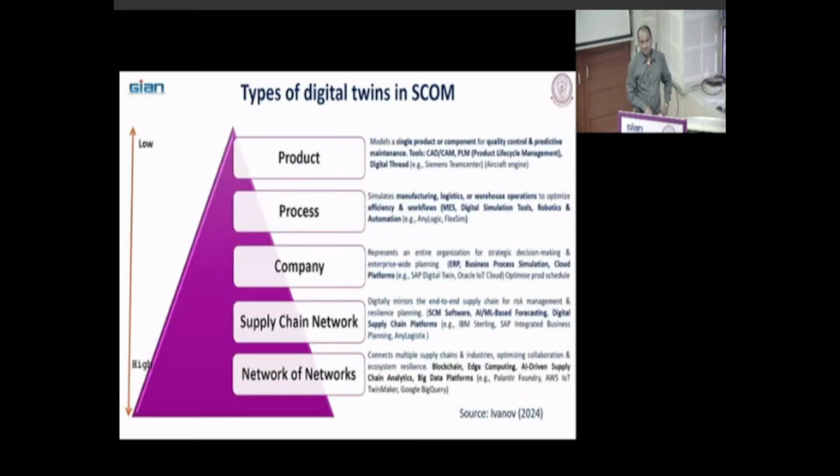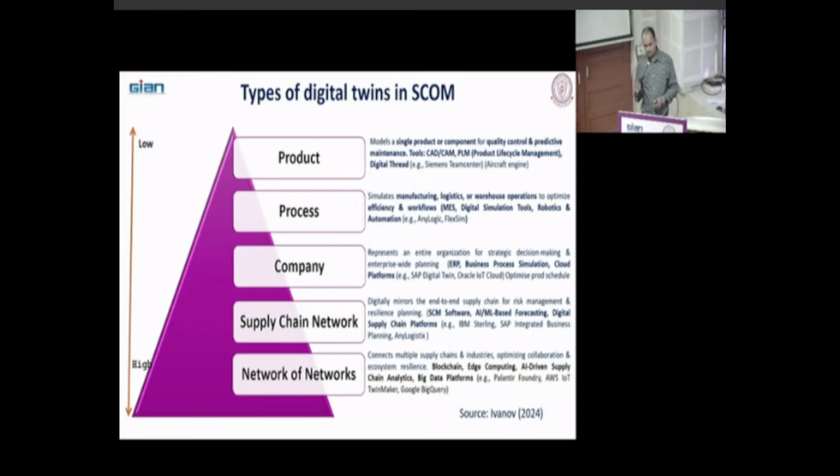Okay, so types of digital twins. A digital twin is a virtual representation of a physical object, system, or something else that connects the physical world with your virtual world. There are various types of digital twins in supply chain and operations management. What is the first type? The product digital twin. As the name suggests, it is the digital twin of a product, such as a spacecraft, a car, or something else, one single object or product. If you are making the digital model of that product, that is called a product digital twin.